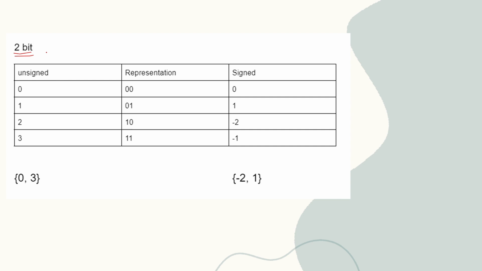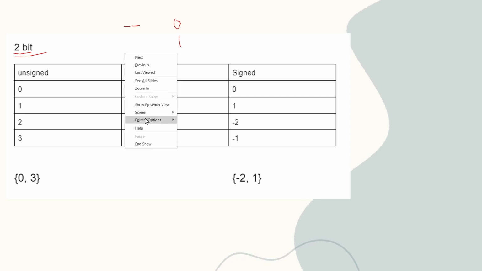Let's take a 2-bit representation. 2-bit in the sense you have only two spaces. That means you have 0 and 1, and you can occupy 0 and 1 in these two spaces in how many ways possible. You can check here 0 0, 0 1, 1 0, and 1 1. So these are the only possibilities that you can check here, right? So 0 0, 0 1, 1 0, and 1 1, right?